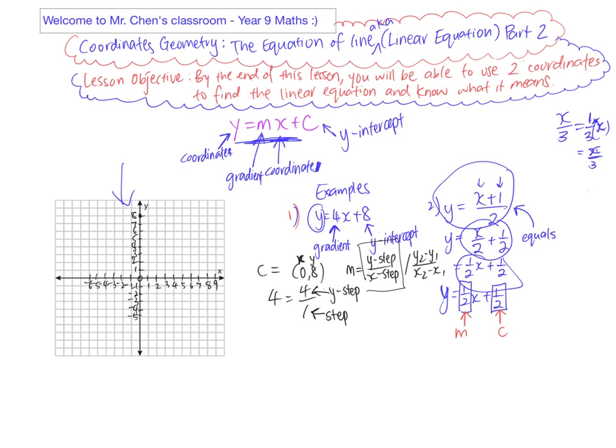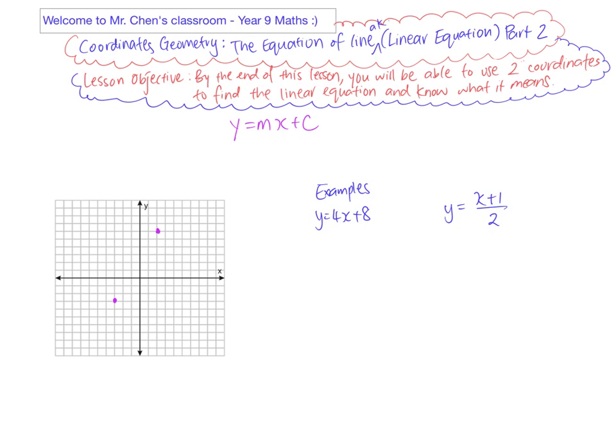So today in math, we will continue to look at coordinate geometry. But today is part 2 of the equation of a line, which is also known as your linear equation. The learning objective is that by the end of this lesson, you will be able to use two coordinates to find the linear equation and know what it means.